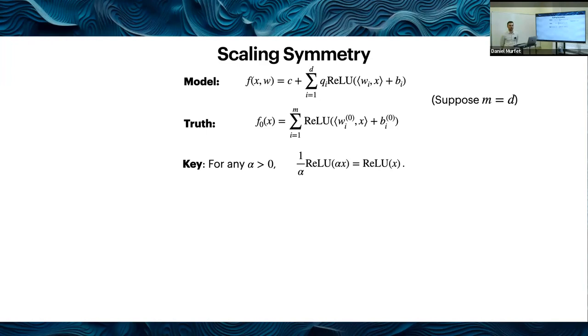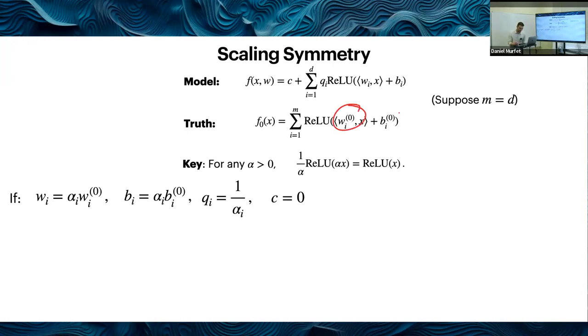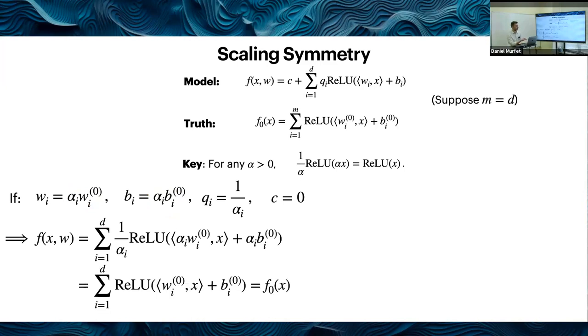So the first one, scaling symmetry. There is a scale invariance in the ReLU function, which means that for any positive alpha, you can just shove it inside the ReLU and then put the reciprocal of it outside the ReLU. And it will produce the same function. So what this means is that, say we defined a true network with these W_i0, b_i0, et cetera, then any model network parameterized by this alpha value, alpha_i, if you put it into the weight and you put it into the bias, as long as you reciprocate it on the outside with the q_i, then it will produce the exact same network.